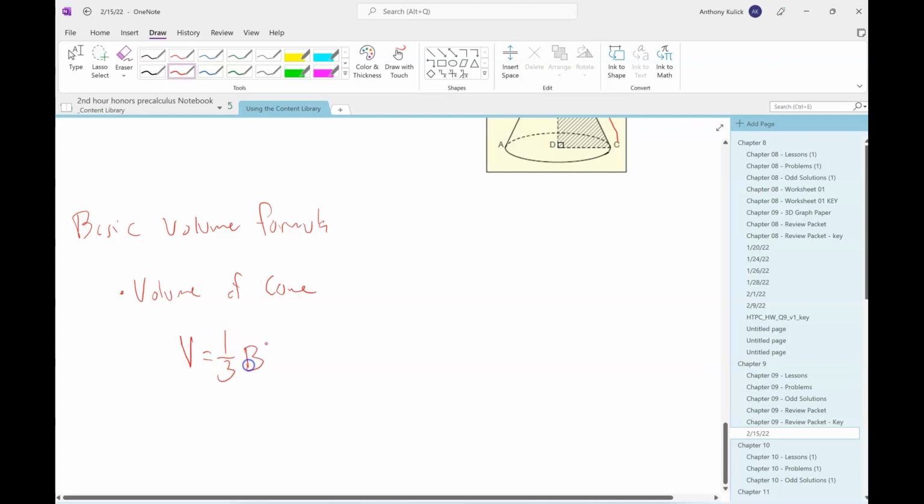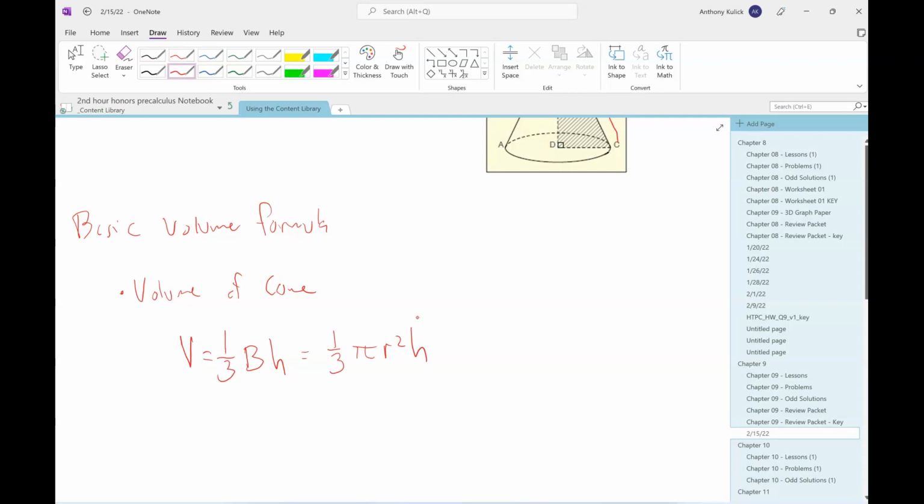One-third area of the base times height. And what is the area of the base in a cone? Well, it's the area of a circle, so pi r squared. Notice I'm going to use the capital B for area of base and a lowercase b for just a side length that we're calling the base. Everybody cool with that?